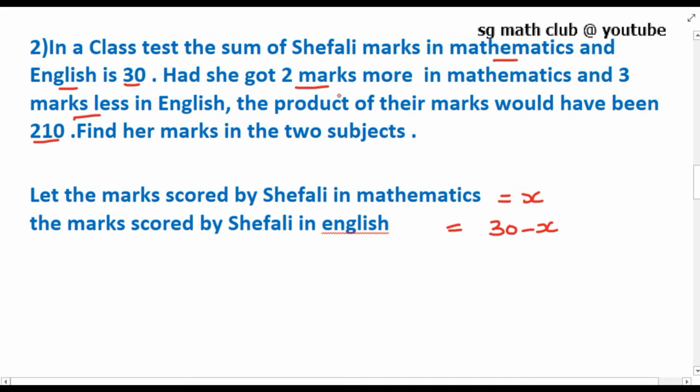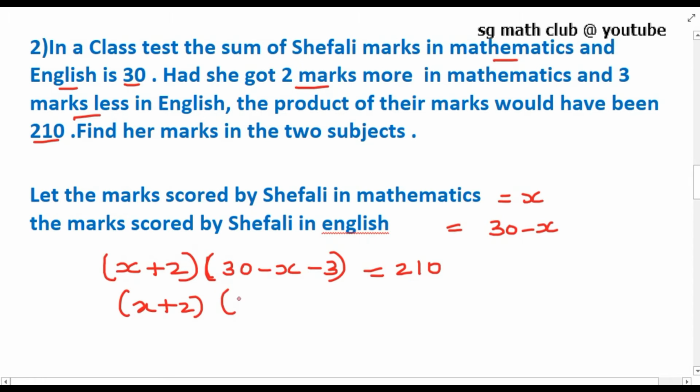Now, had she got 2 marks more in mathematics, so in mathematics now she got x plus 2, and 3 marks less in English means now she has got 30 minus x, from this we need to subtract 3. Then the product of their marks, product means x plus 2 into 30 minus x minus 3 is 210. This we can simplify. x plus 2 into 30 minus 3 is 27 minus x, equal to 210. When you open the bracket, 27x minus x square plus 27 into 2 is 54 minus 2x equal to 210.